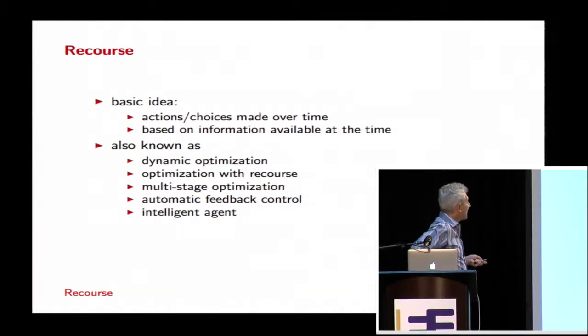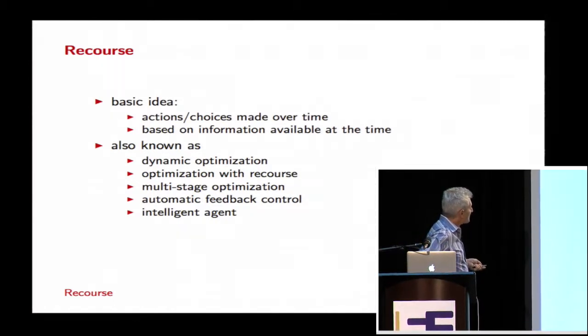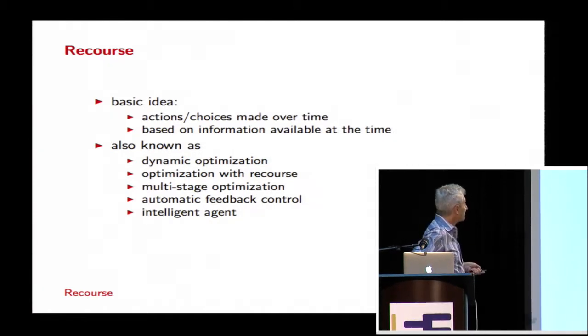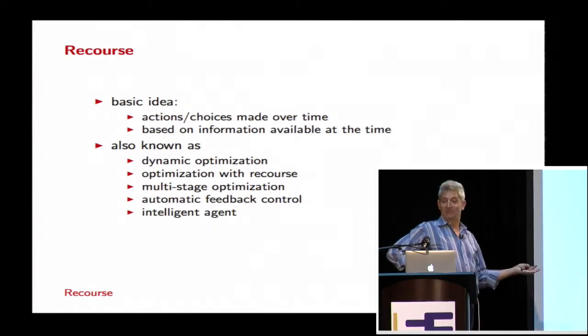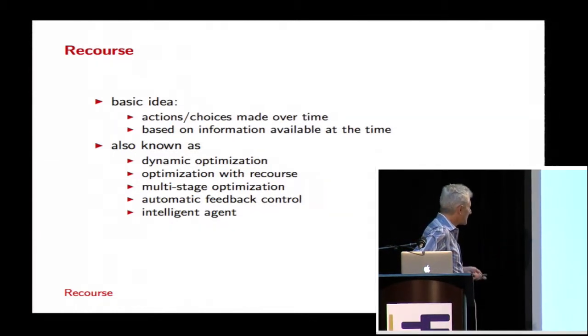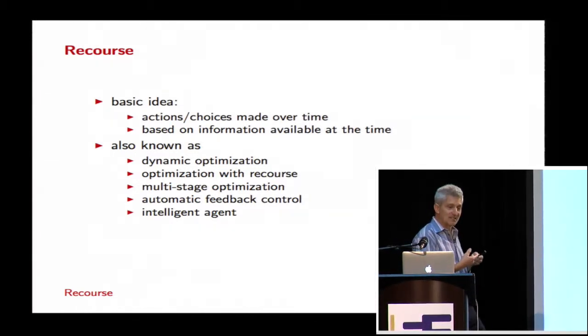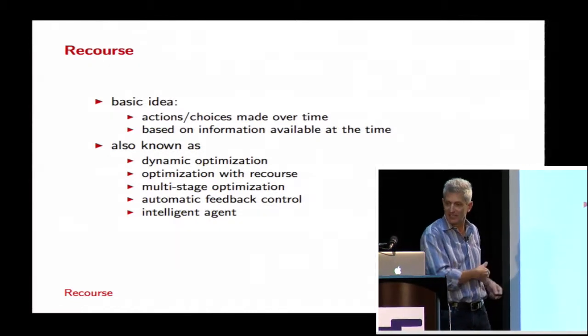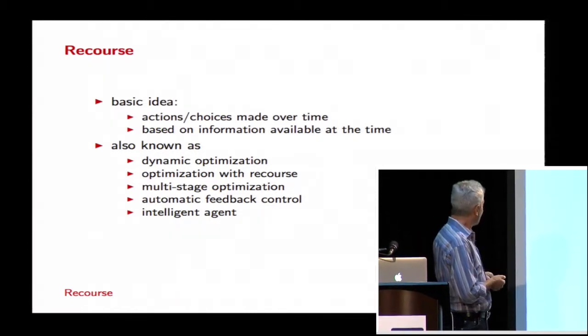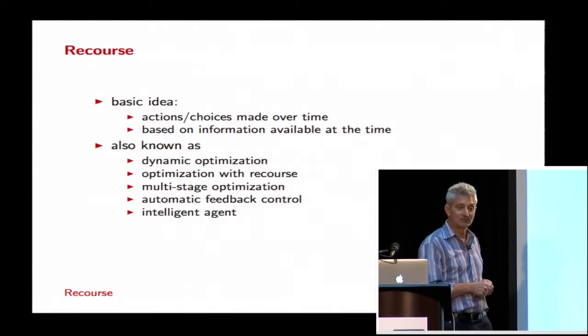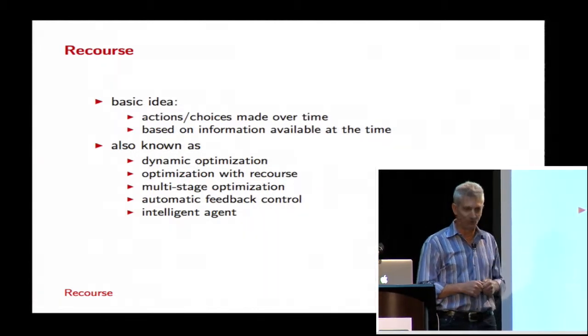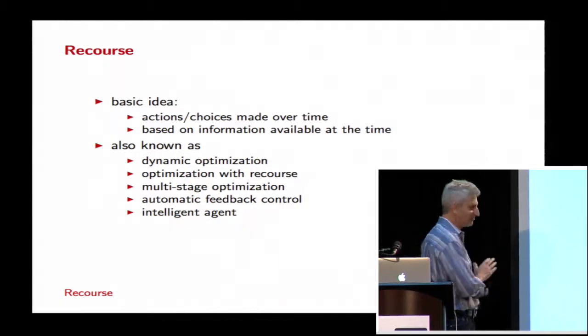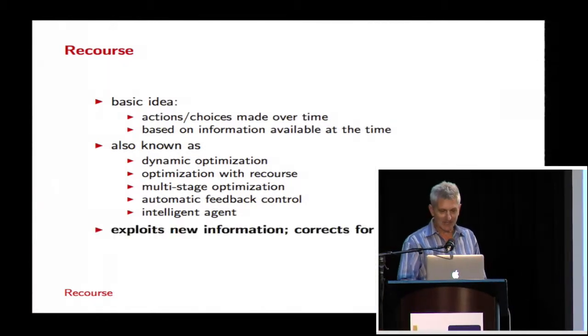And so this has got lots of names. Dynamic optimization, optimization with recourse, multi-stage optimization, automatic feedback control. That's another name for this. By the way, the people who do all these things would not recognize that they're the same thing. I'm lumping them together here. Oh, and in AI, this would be called an intelligent agent, because they decided to make up a new word for one we already have 20 for. But anyway, it's fine.